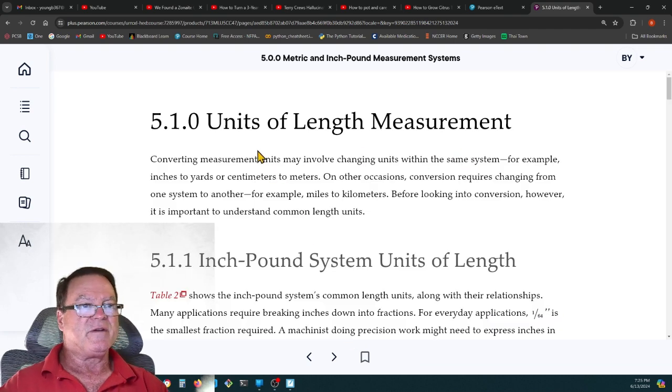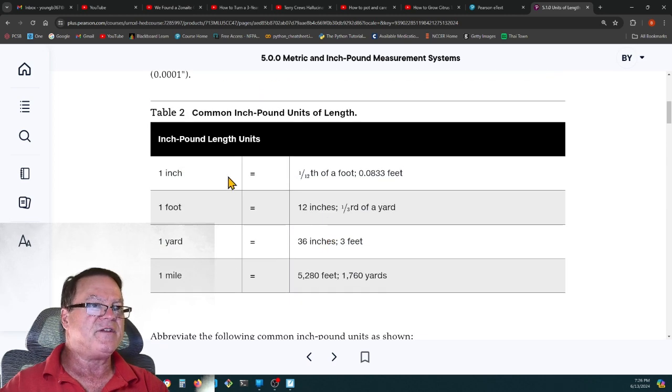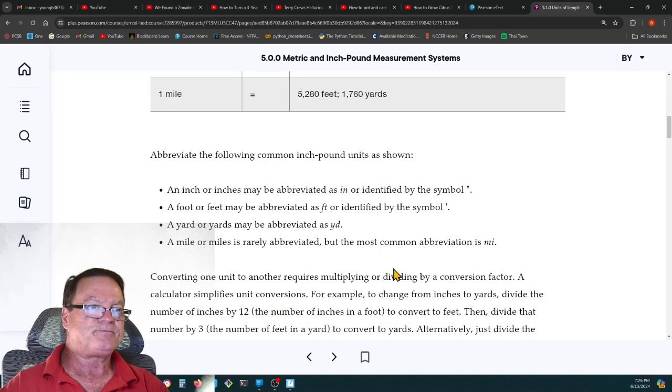Units of length measurement, 5.1.0. Inch-pound system units of length. Table 2 shows the inch-pound system's common length units along with their relationships. Many applications require breaking inches down into fractions. For everyday applications, 1/64th is the smallest fraction required. So we have inches, 1/12 of a foot is 12 inches. A yard is 36 inches or 3 feet, and a mile is 5,280 feet.